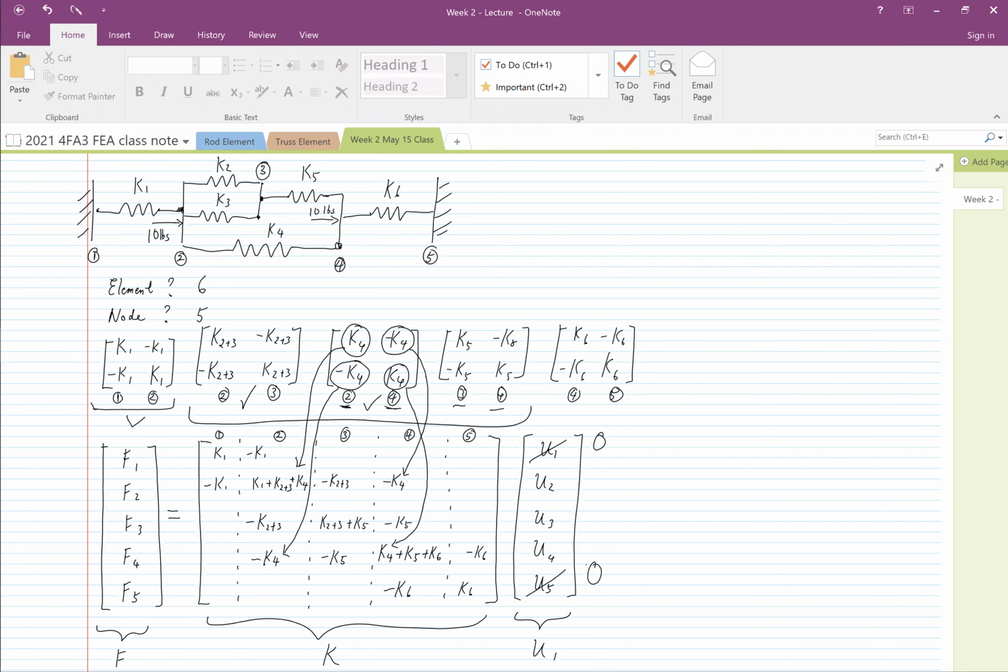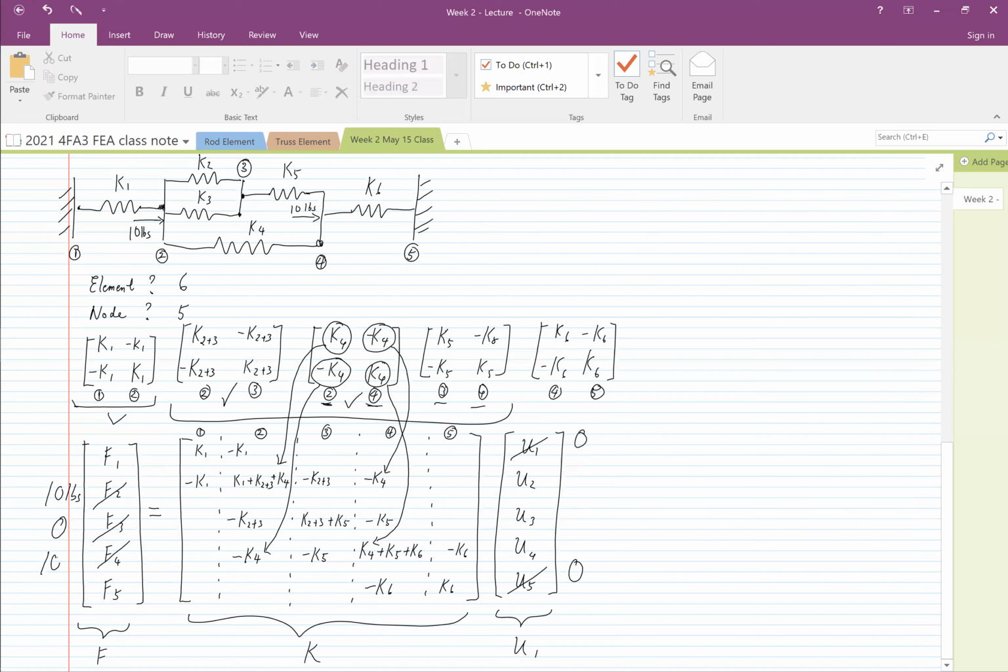Okay, what about force? Force 1 is attached to the wall. There's something attached to it. I don't know what it is, but node 2 I know is 10 pounds. Node 3, there's no force attached to it. Globally, I don't see any force. Okay, internal force, I don't care. We can solve for it.